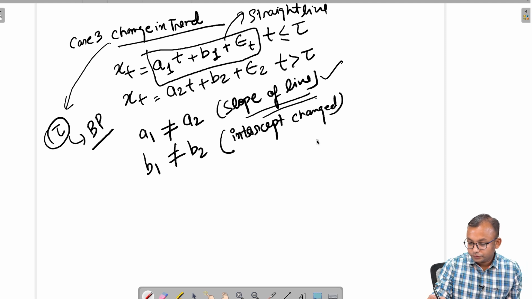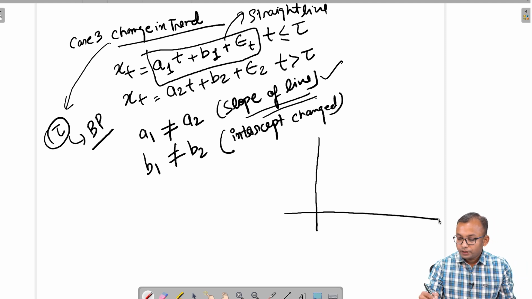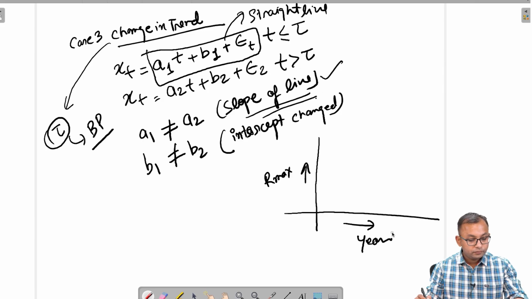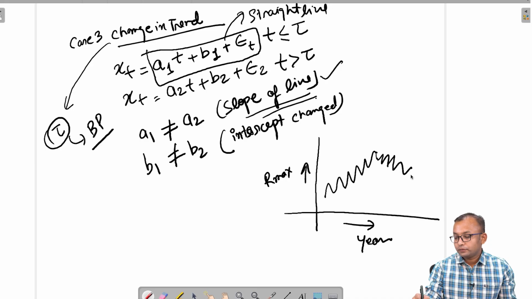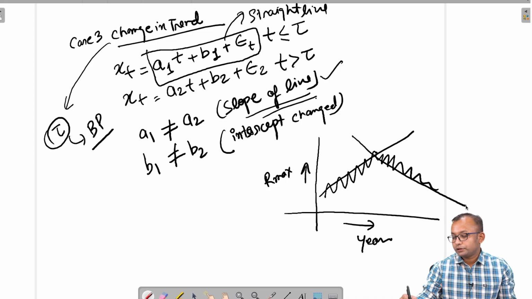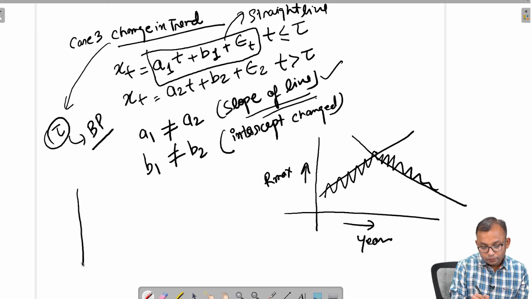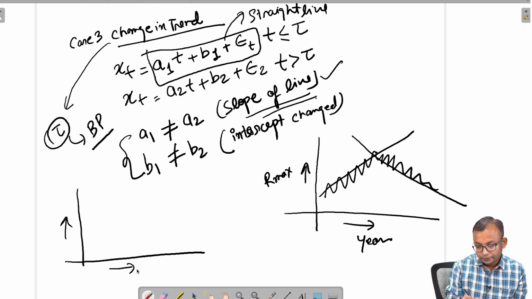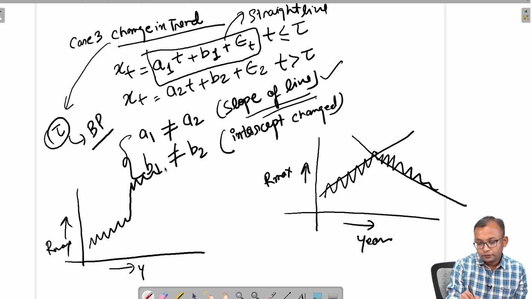So, if only a1 changes, let us say this is your R max and this is your information, it was something like this, and then it becomes something like this. It could be one slope and then another slope, or it is also possible that both conditions are true, so something like this and then like this.